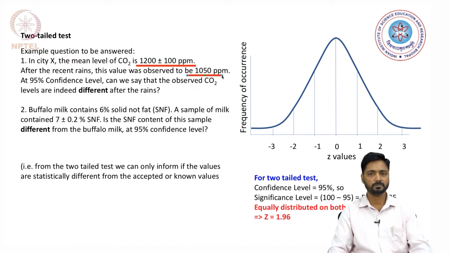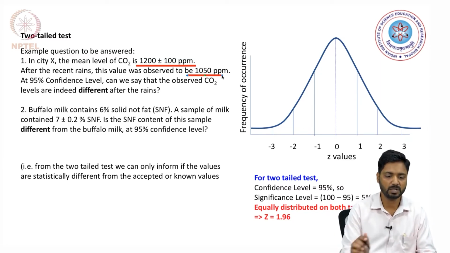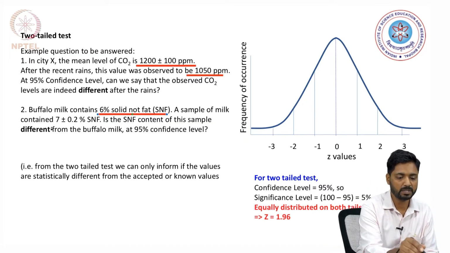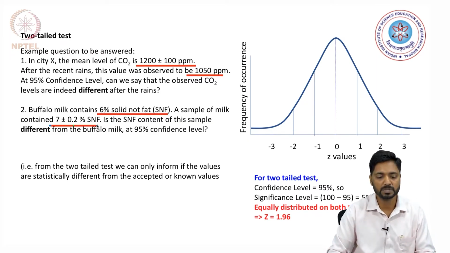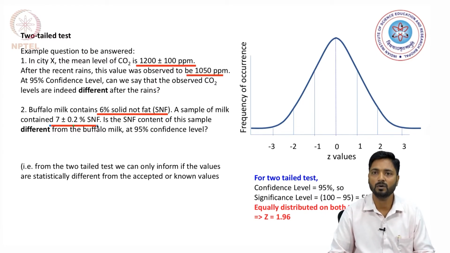Another question along the same line could be that of a buffalo milk sample, where we know that typically buffalo milk should contain about 6% solid not fat, but this sample that we are dealing with contained 7 plus minus 0.2% solid not fat. The question that we want to answer is, is the SNF content of this sample at hand different from the actual buffalo milk at 95% confidence level?